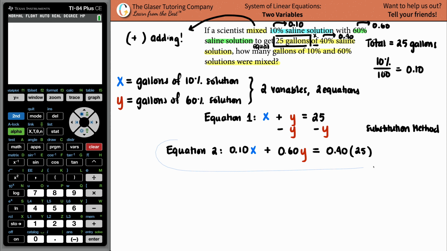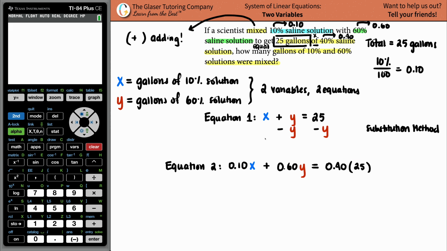Let me just pull this down a little bit. This would be the same thing as saying x equals 25 minus y. Now here comes the substitution technique, because it says that whatever your x value equals in the other equation, we're going to take that and plug it in for the x value. So instead of saying x, I'm going to say 25 minus y. So let's go for it.